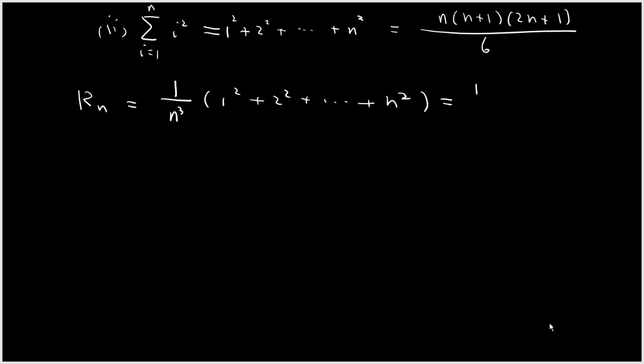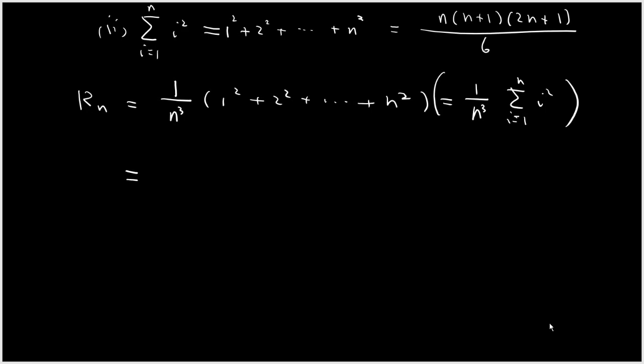Equals 1 over n cubed. If you want to use the summation notation, I'm going to put that in brackets: 1 over n cubed, the sum of i squared, i running from 1 to n. Either way is okay. One way is to use the dot dot dot notation. The other way is to use the summation notation.